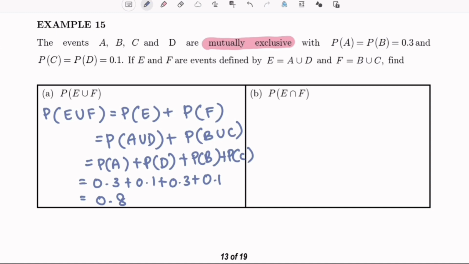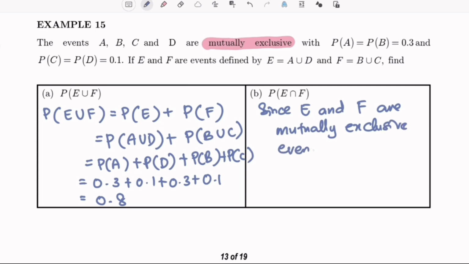For question B, since E and F are mutually exclusive events, therefore P(E intersect F) is equal to 0.